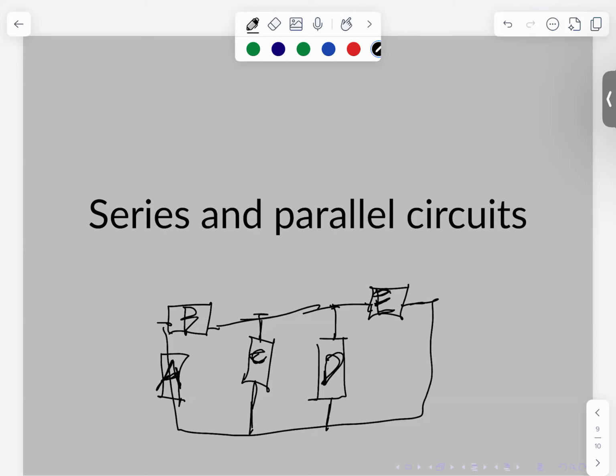Oh, I need to make these junctions. I'm violating my own rule here. There's no junction, but between B and E there is, even though it's a straight line.